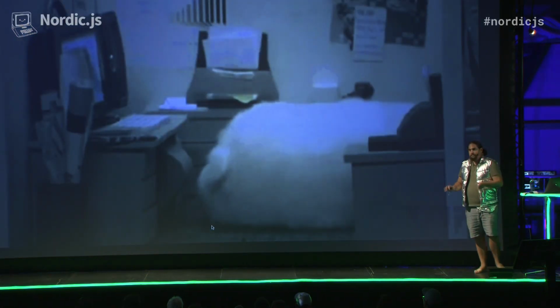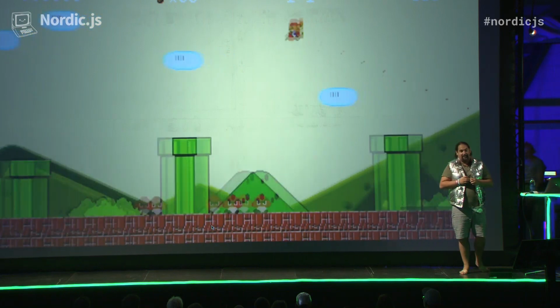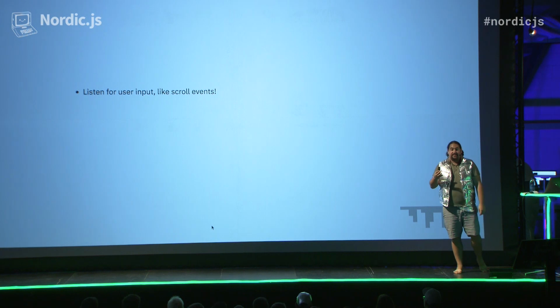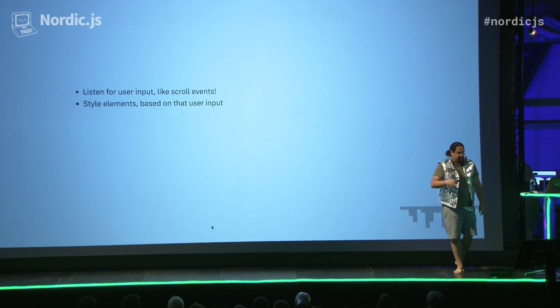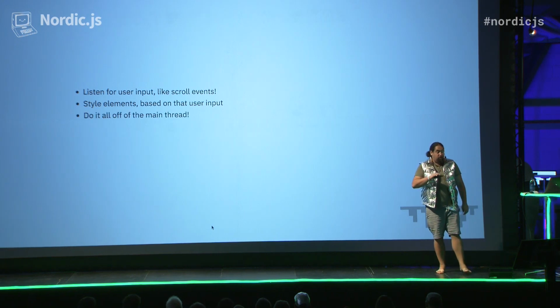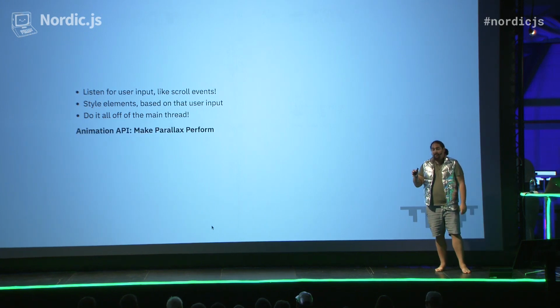So from here on out, things get a little bit fuzzy. The next two APIs that I'm going to show you are under active development, whereas Paint and everything else is kind of mostly stable. So the first one is the animation API. Because, yo, I heard you like parallax. So what the animation API will let you do is listen for user events, like scroll events, and style elements based on that user input. But most importantly, do it all off the main thread. It's what's actually going to make parallax performant.